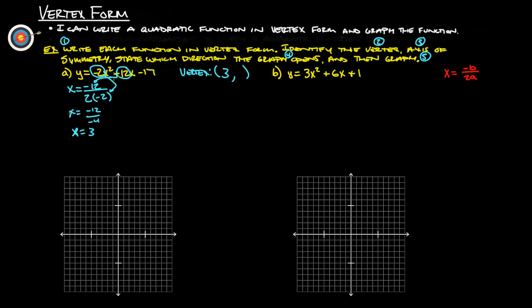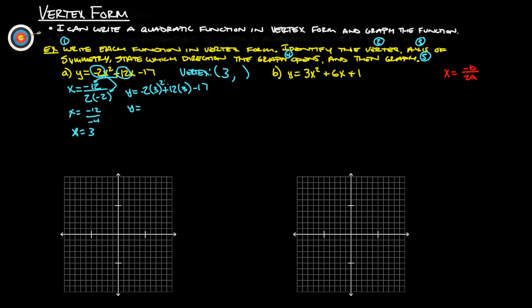Okay, so now that we know that x equals 3, we can plug this 3 back into the original equation and figure out what the y is going to equal. So y is going to equal negative 2 times our x, which we now know is 3, squared, plus 12 times our 3, which is our x, minus 17. Let's see what that gives us. Remember, you have to do 3 squared first before you multiply by negative 2. That's a common mistake that I see a fair amount.